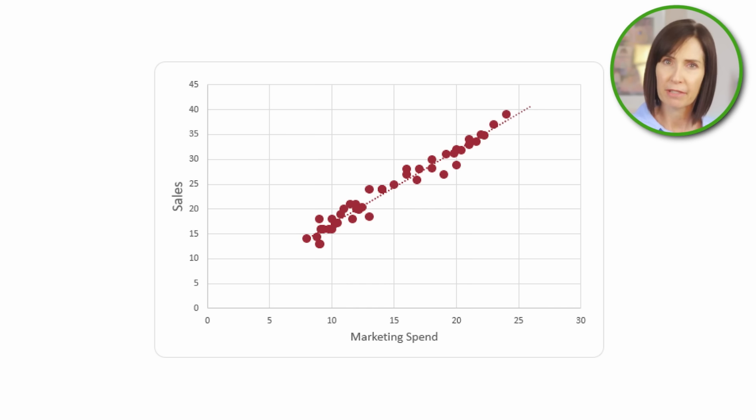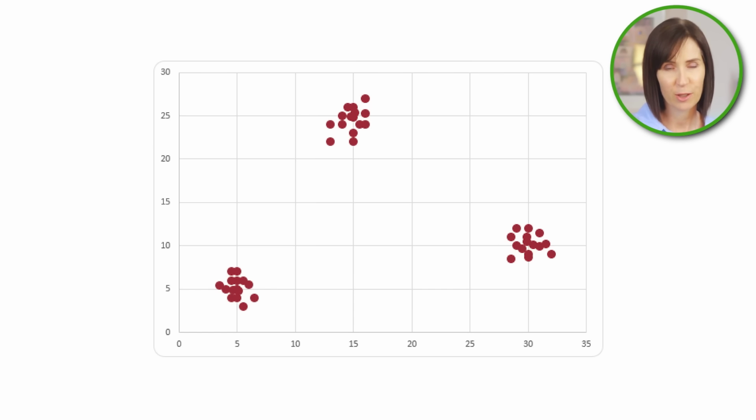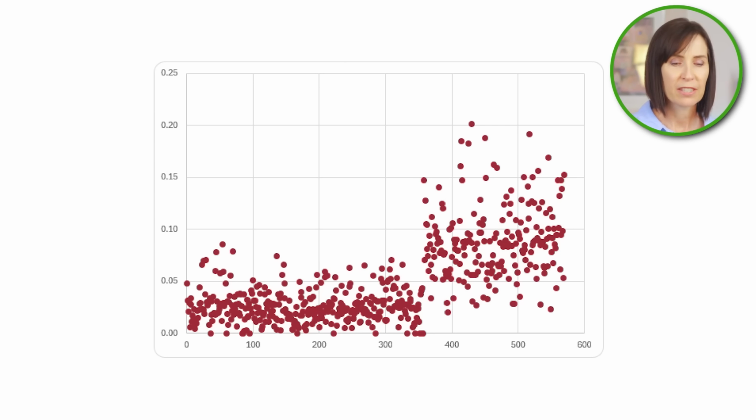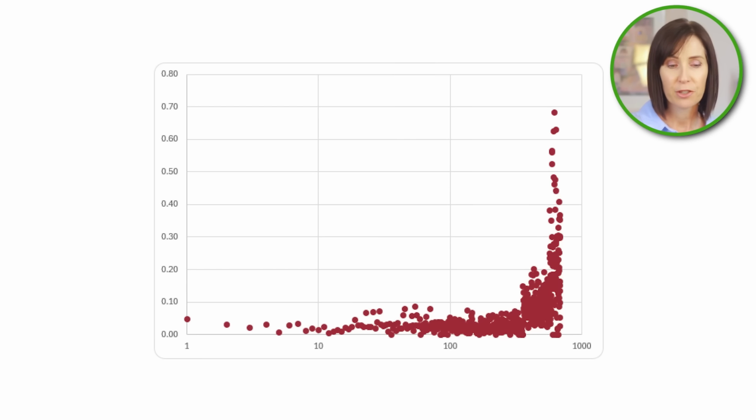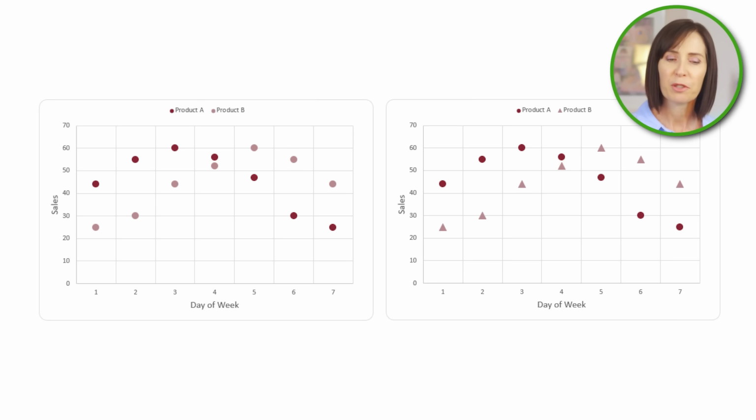These are perfect for showing relationships between two variables. If you're looking to see how one factor affects another, like how marketing spend influences sales growth, a scatter plot is the best tool for the job. They're also useful for identifying outliers and clusters in your data. But be careful plotting too many data points or data that's tightly clustered. Try using a logarithmic scale to make patterns more visible. And if you're comparing multiple sets of data, use different colors or shapes for each series.